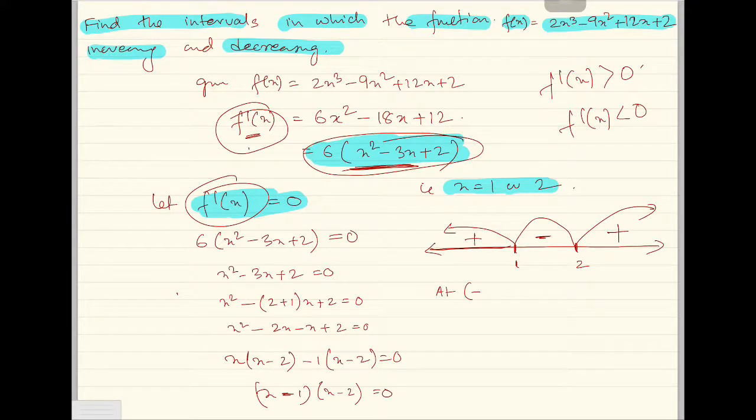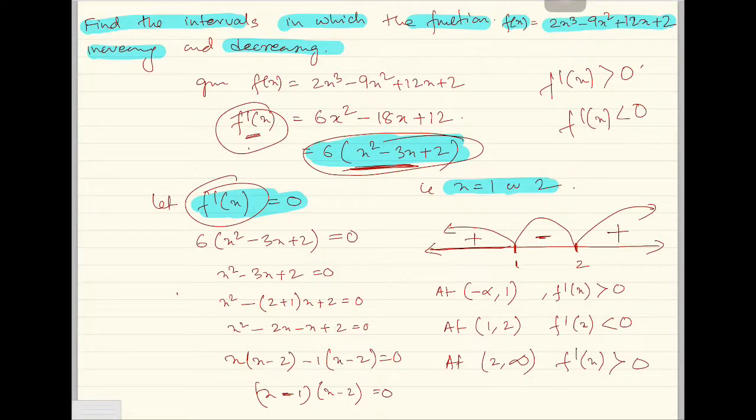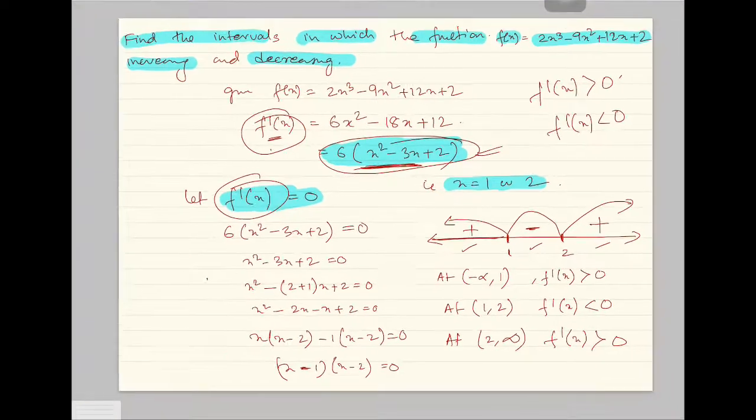From minus infinity to 1, f dash x is greater than 0. At 1 to 2, f dash x is less than 0, and at 2 and beyond, f dash x is again greater than 0. Did you understand? Check this out one more time. This is what my conclusion is, because I checked with the test point, isn't it? I put the values in the function f dash x and found here it is positive, here it's negative, and here it is again positive. So at minus infinity to 1, it's positive, negative, and positive. So here I have the conclusion.